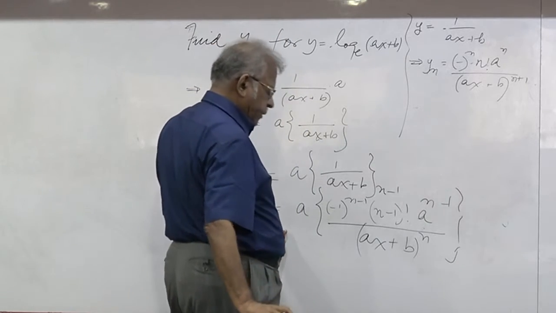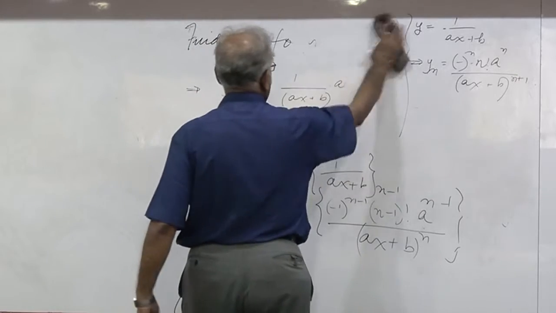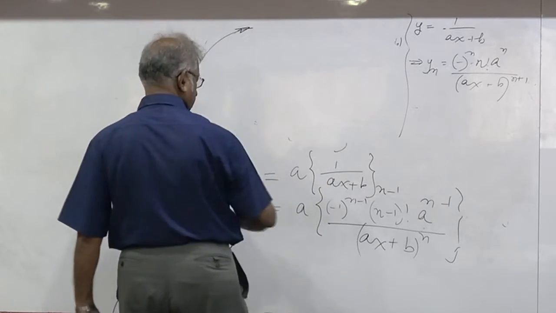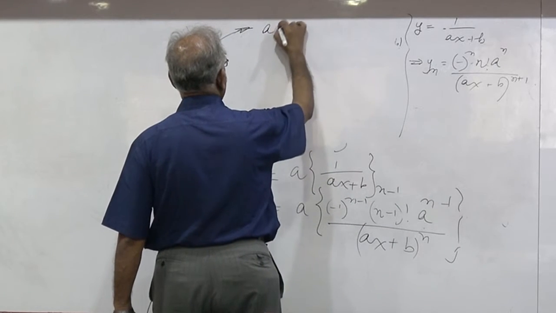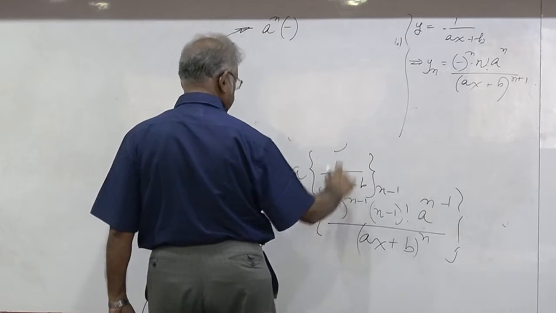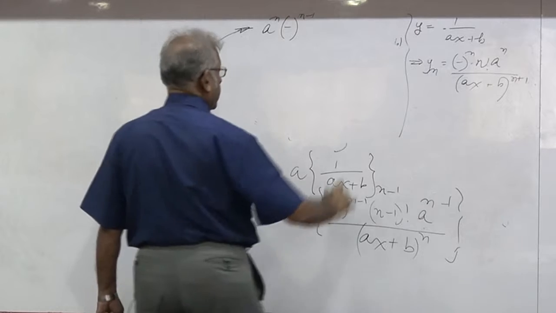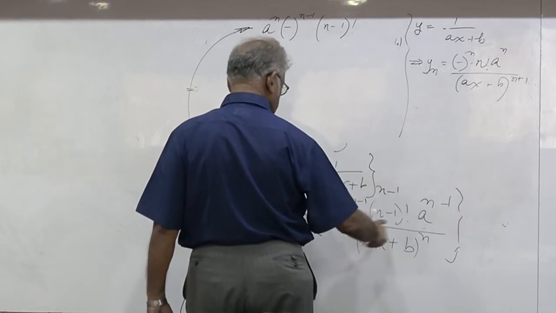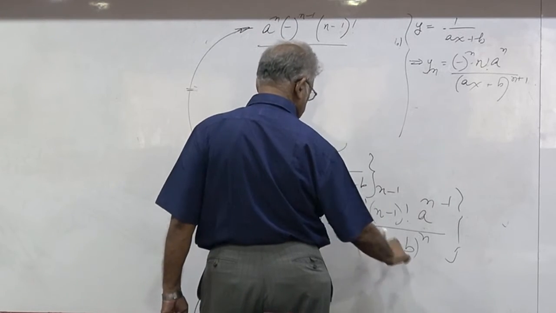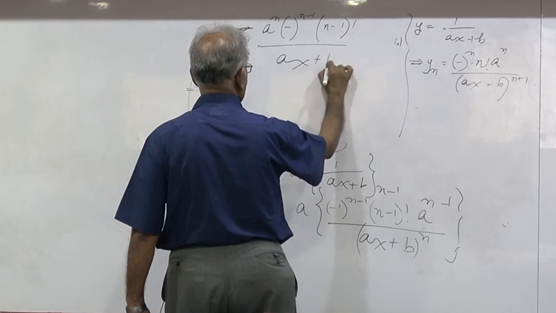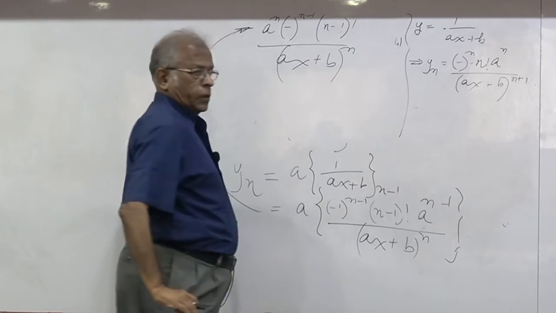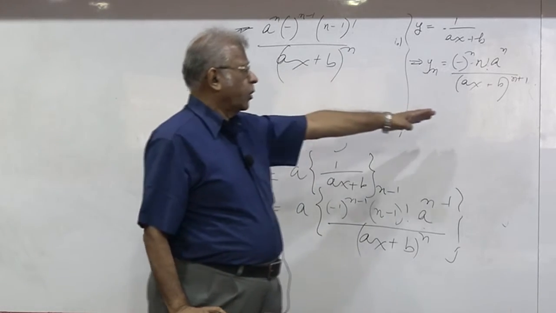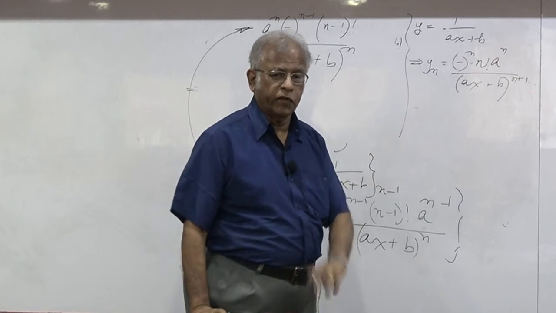The net result is a^n times (-1)^(n-1) times (n-1) factorial, over (ax + b)^n. There we are. So this is the nth derivative of log base e of (ax + b), and it depended on our earlier work on the nth derivative of 1 over (ax + b).